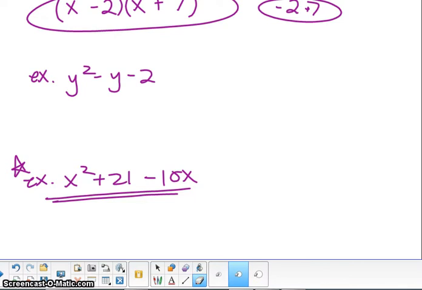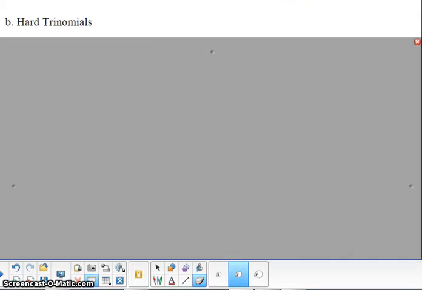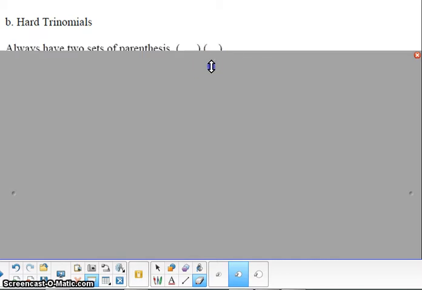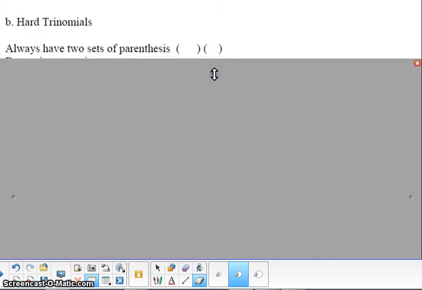Okay, so let's go ahead and go on to the harder problems, which are going to be the ones with trinomials that have a leading coefficient other than 1. Okay, so these are some things that you can look forward to.